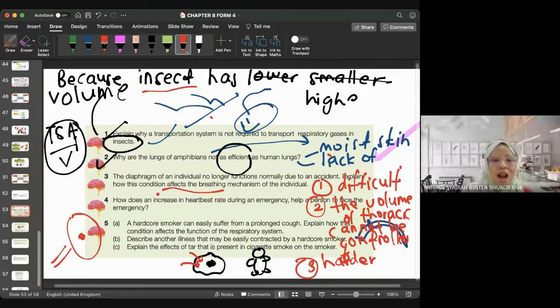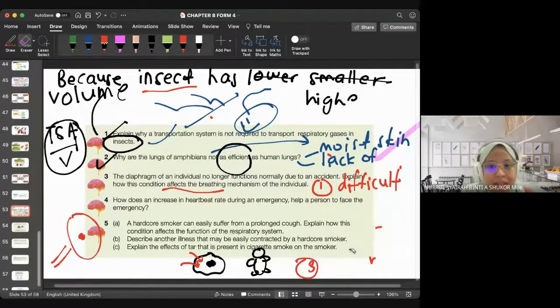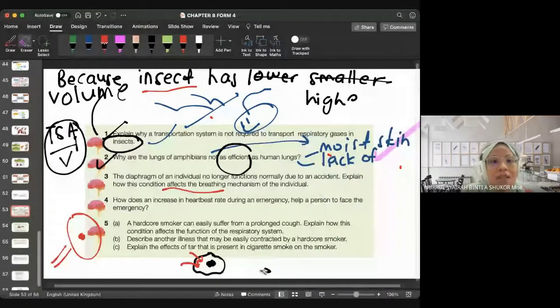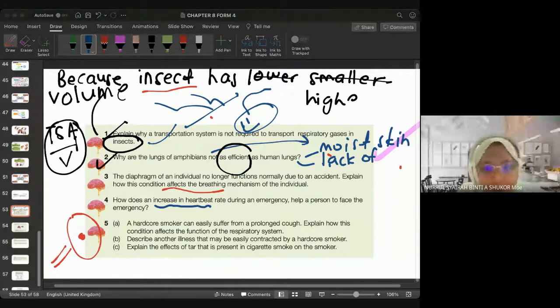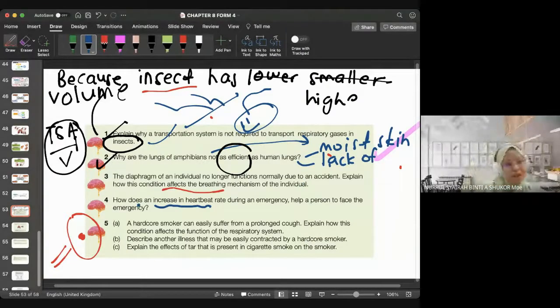Okay. How does an increase in a heartbeat? Ini adalah jawapan sama macam soalan kaitan dengan chapter cellular respiration. Macam mana kenaikan heartbeat rate during an emergency help a person to face the emergency? Alright, ini nombor 4. Iman. Iman cemerlang. Mari Iman cemerlang ni.